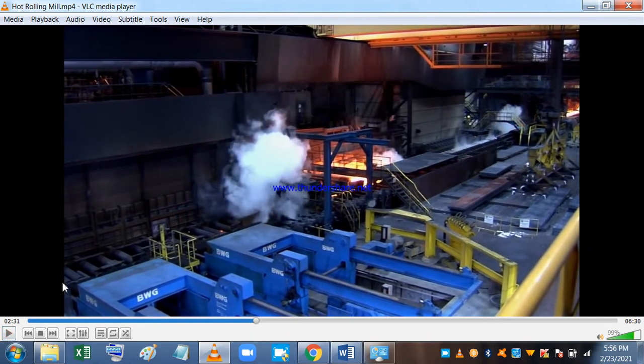Actually, what is being told here is that the red hot material, when it comes into contact with oxygen, forms oxide scales. These are very damaging to the steel because during the further rolling process, these oxides will go inside the material. So with a high pressure water jet, the scales are being cleaned in here.